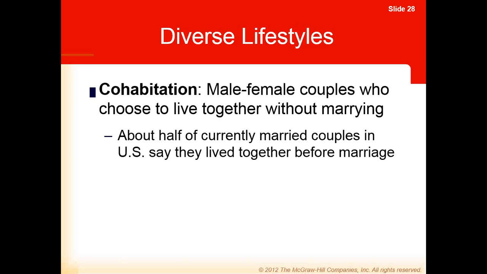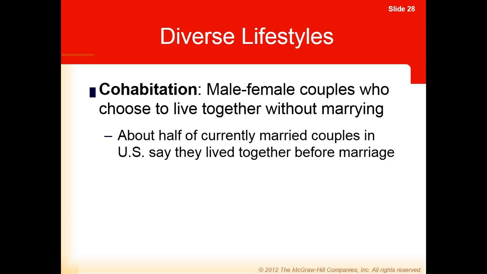There are some interesting trends with regards to cohabitation prior to marrying. About half of currently married couples in the U.S. say they lived together before marriage. Now, there are some interesting and almost paradoxical statistics regarding this. People who cohabitate prior to marriage and then go through with the marriage have marriages that tend to last longer and be more stable. However, people who cohabitate prior to marriage are less likely to actually go through with getting married.